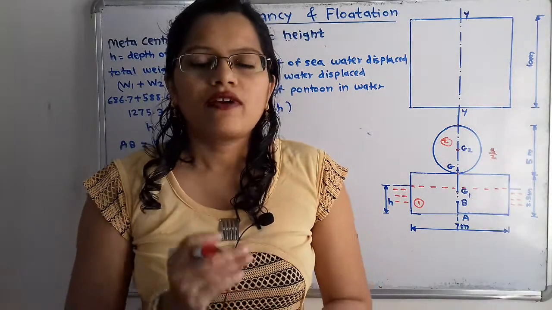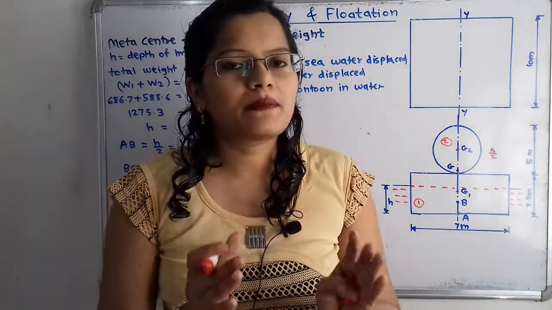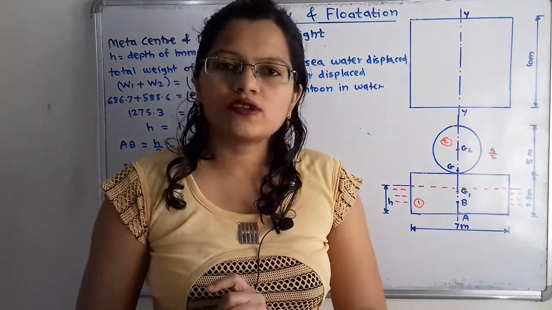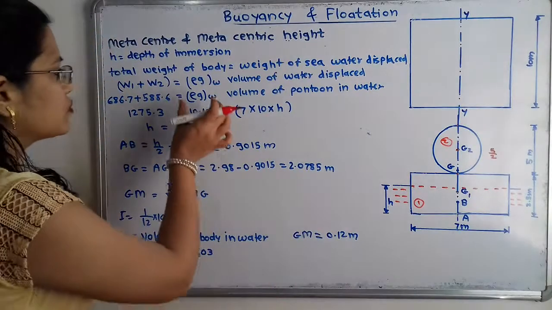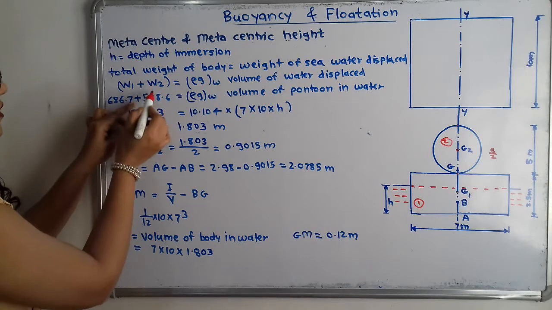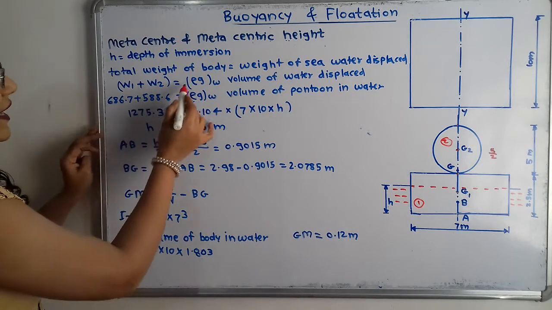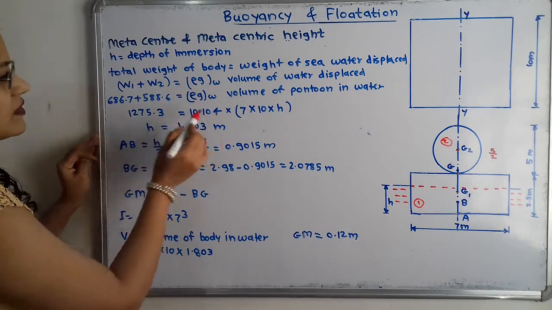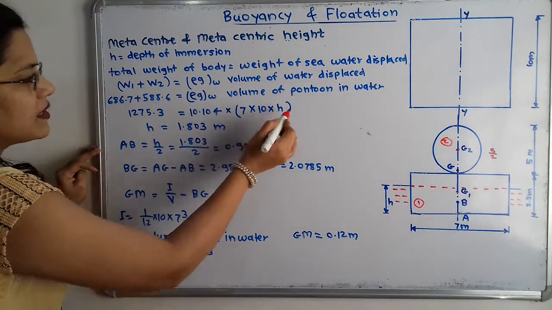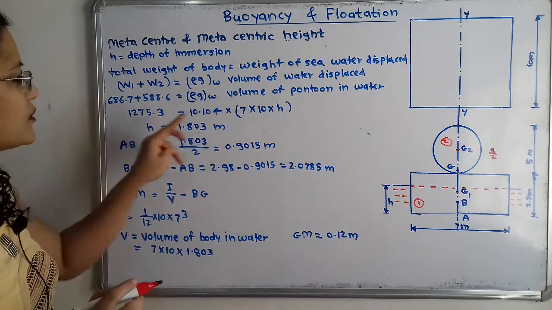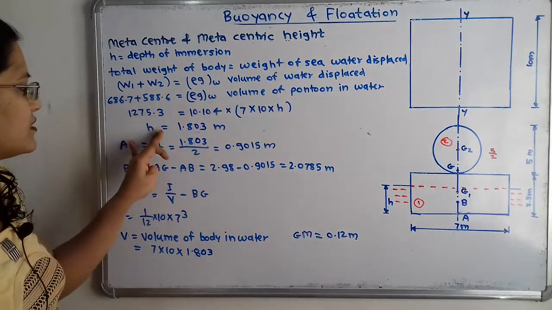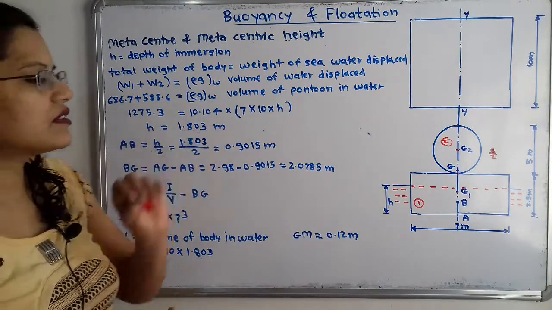And what is the value of rho g? That is rho multiplied by g, the weight density of water, and the weight density of water is also given in the question. So we have to use that value. So W1 is 686.7 plus W2 588.6, and this rho g is 10.104 multiplied by volume, 7 multiplied by 10 multiplied by h. If we observe, there is only one unknown factor, that is h, and we can calculate this. h is equal to 1.803 meter.